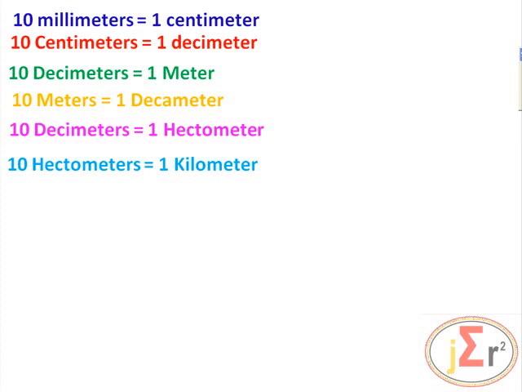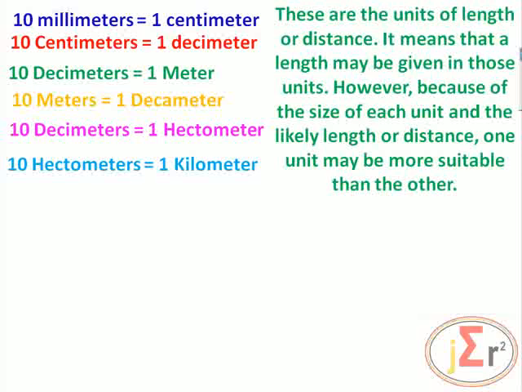10 centimeters, 1 decimeter. 10 decimeters, 1 meter. 10 meters, 1 decameter. 10 decameters, 1 hectometer. 10 hectometers, 1 kilometer. Right. And we hardly sound the plurals that we have there. We generally do not sound them when we are saying the tables. So that is what we have.